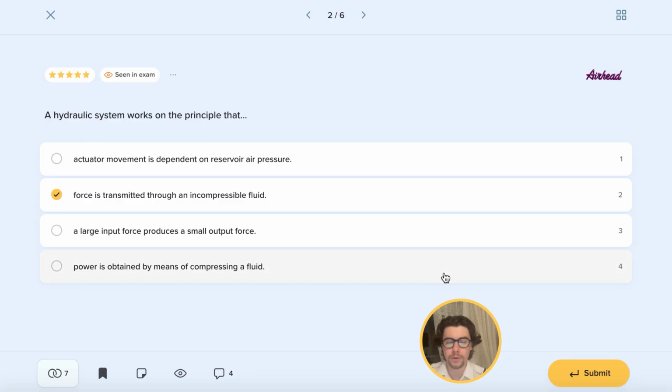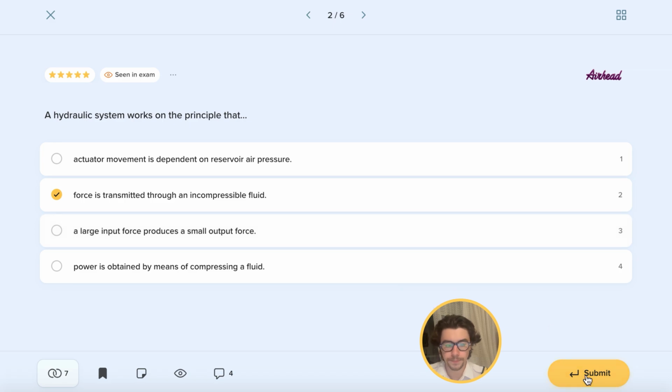And of course, for the other options, large input force produces a small output force. This would be the opposite if we are playing with different areas. And actuator movement is dependent on reservoir air pressure. This is incorrect, as of course, the reservoir air pressure is always at the end of a hydraulic line or hydraulic system.